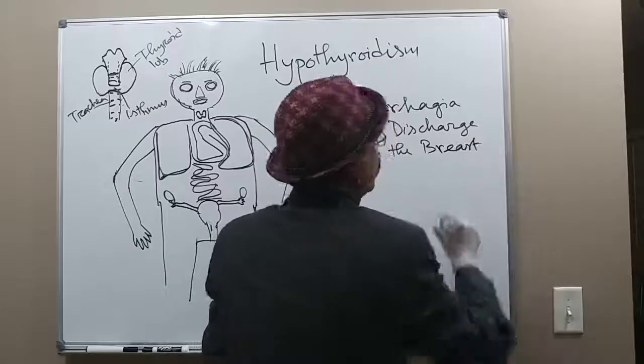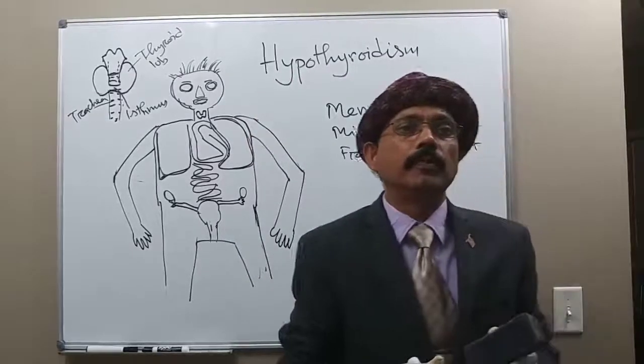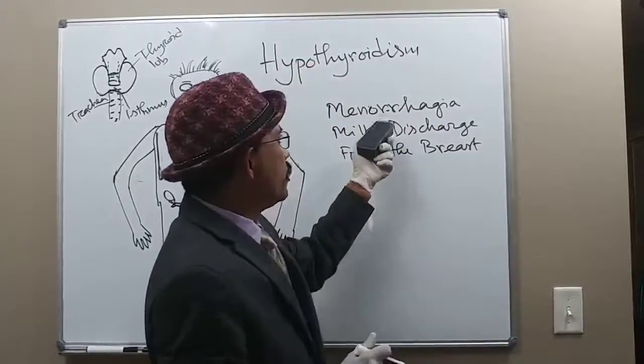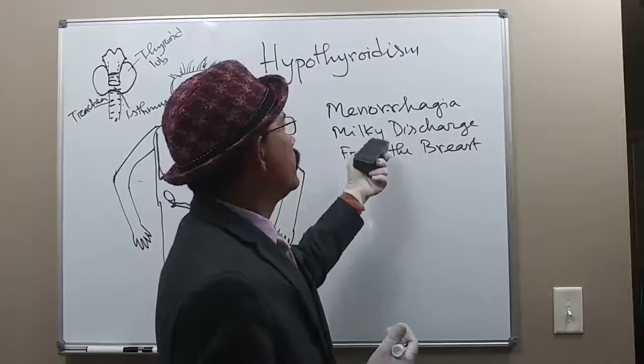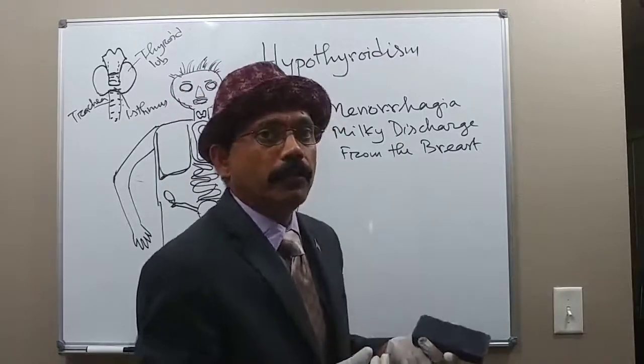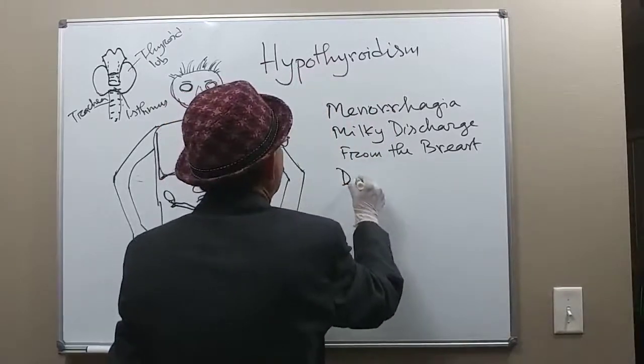Okay, we call it galactorrhea, that is a possibility. So menorrhagia, excessive menstrual blood, milky discharge from the breast, galactorrhea is a possibility, and a lot of them suffer from depression.